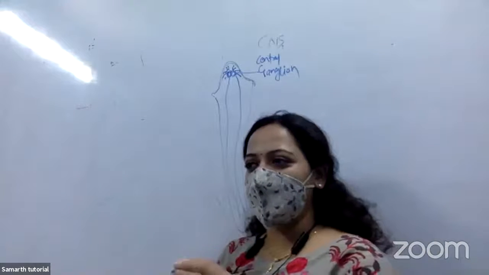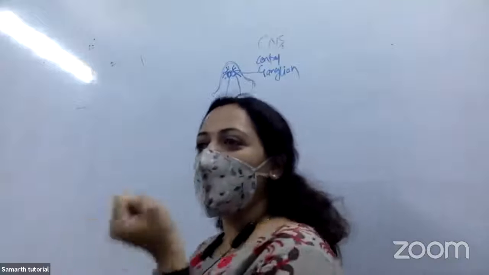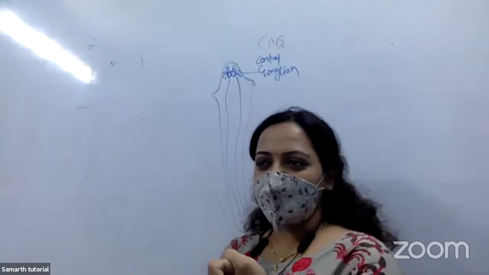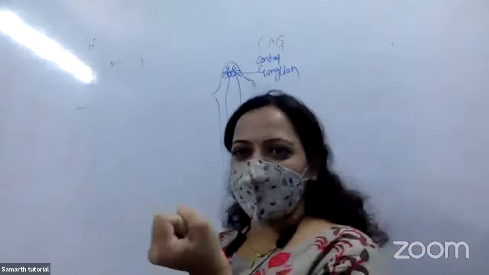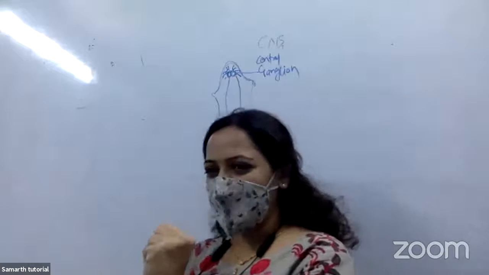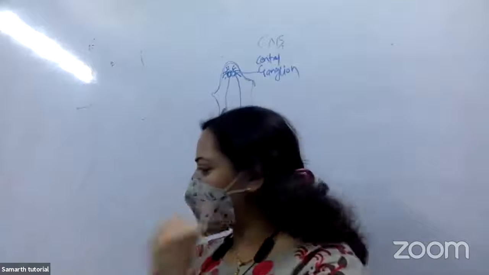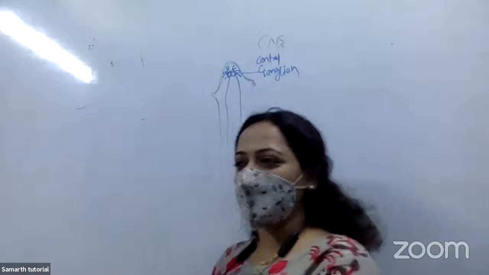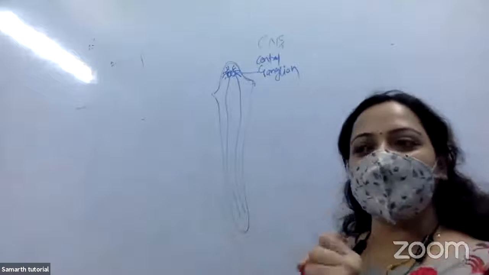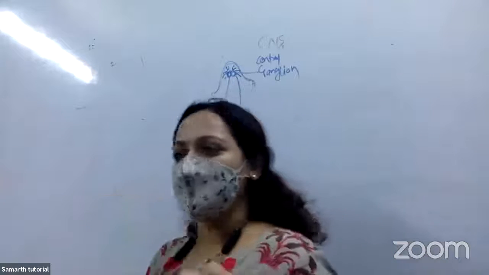Ganglion is nothing but a bunch of neural cells. When the nerve cells, or you can say the neurons, come together and form a bunch, that bunch is called the ganglion. Got it? Okay, it's a very basic question. What is a ganglion? A ganglion is but a bunch of neural cells.